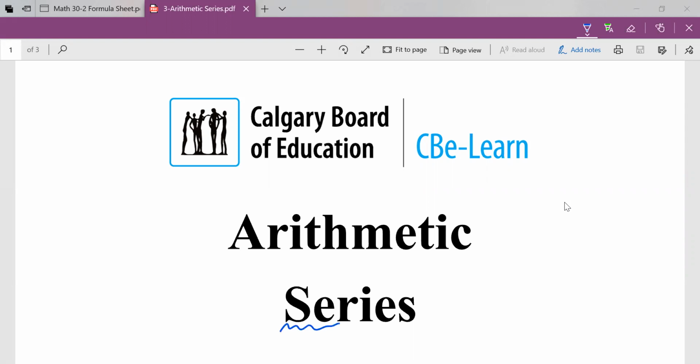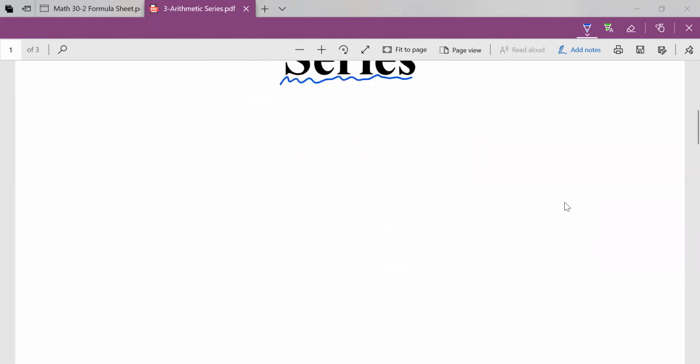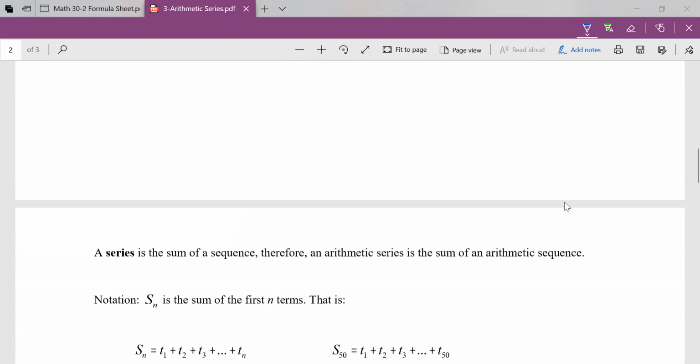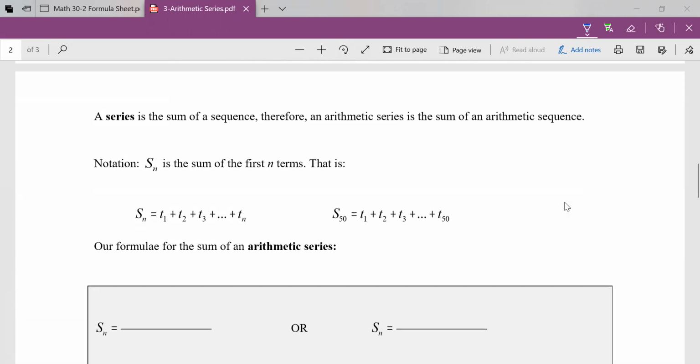So what we've been talking about the last few lessons has been a sequence. What's the difference between a sequence and a series? Well, all a series is, we're going to take a sequence and find the sum of it. That's all it is. The word series means we're adding or summing the entire sequence up.